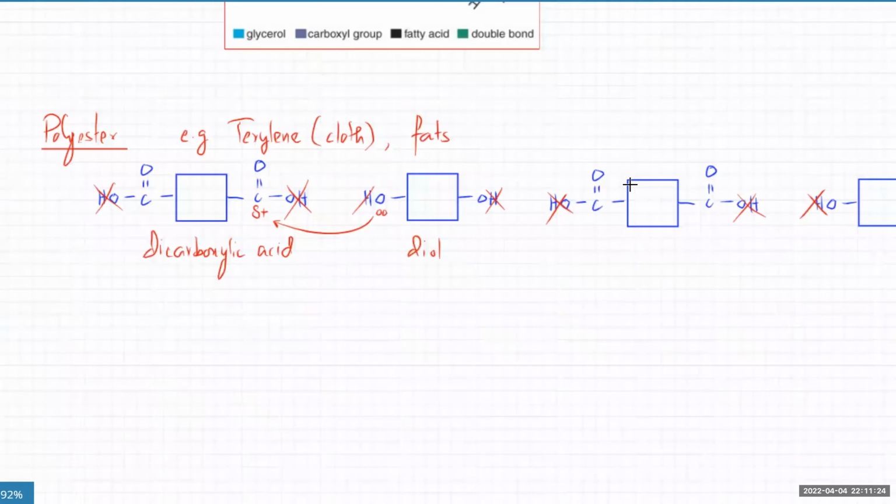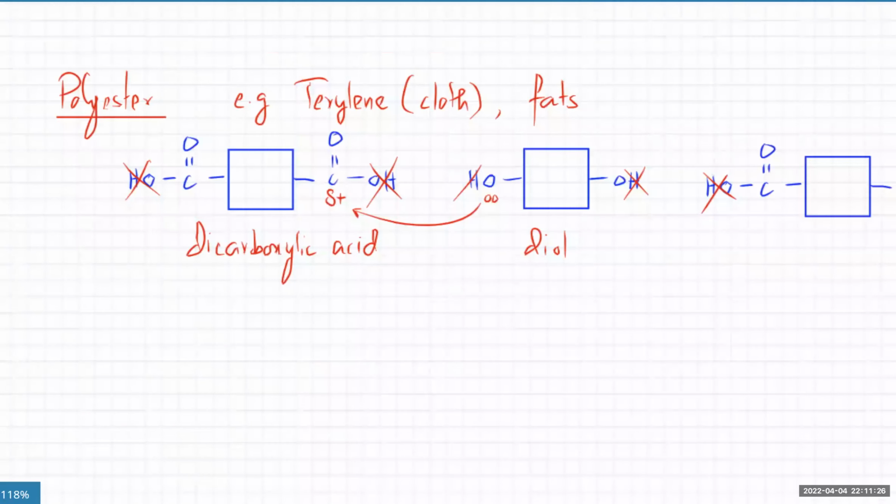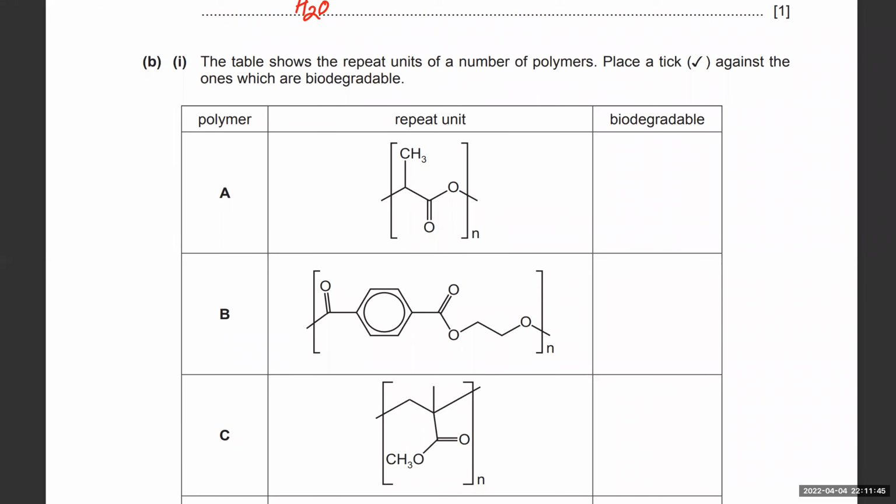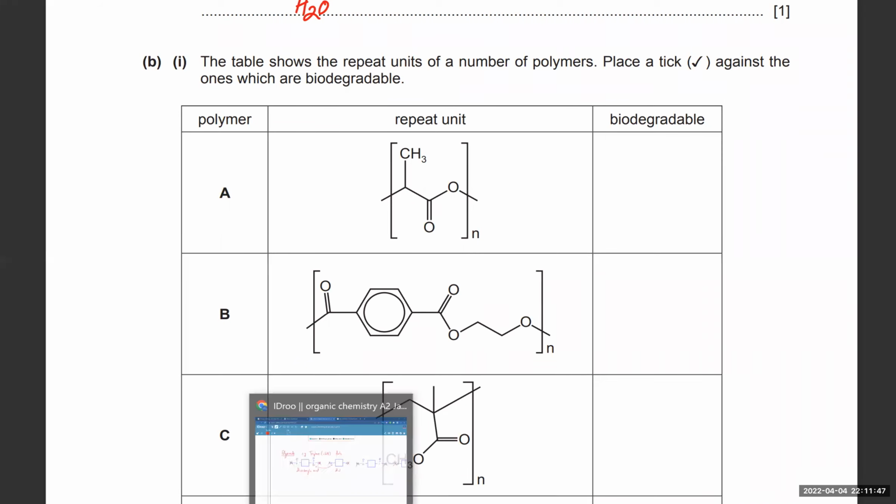So we're just going to change this to polyamide. Or no, Iman, we're doing a past paper. We're just trying to cover the question, which is about condensation polymers. So we're going to cover this very quickly.